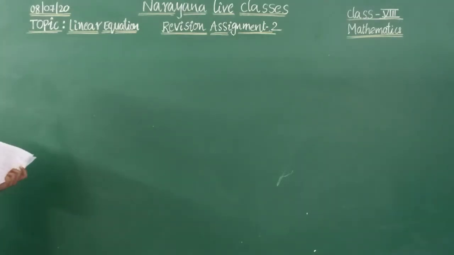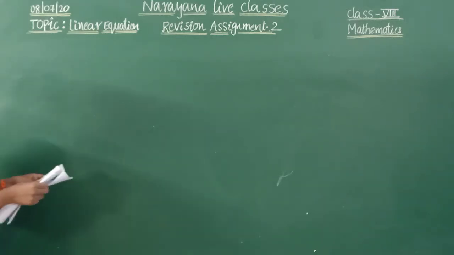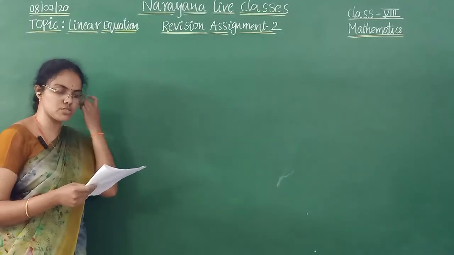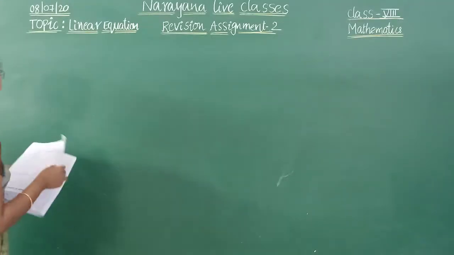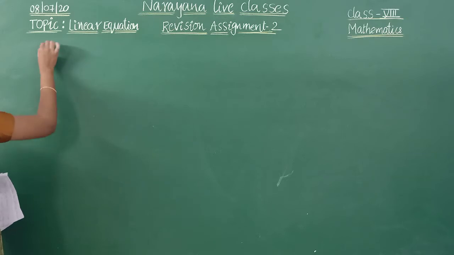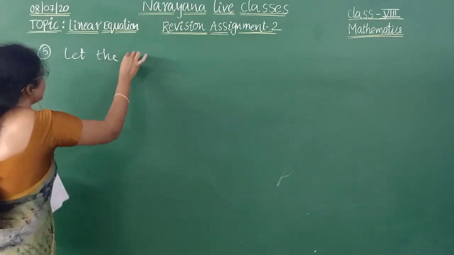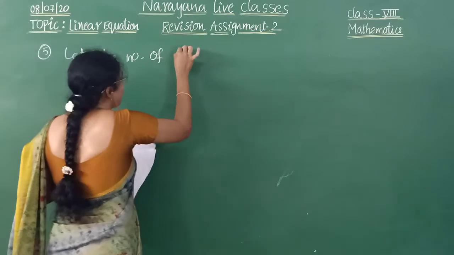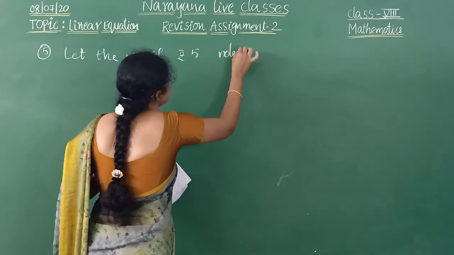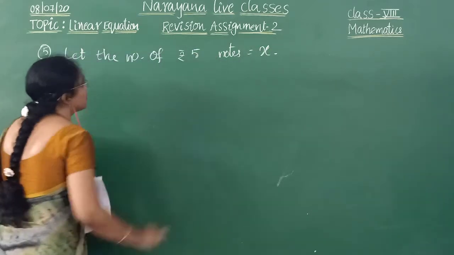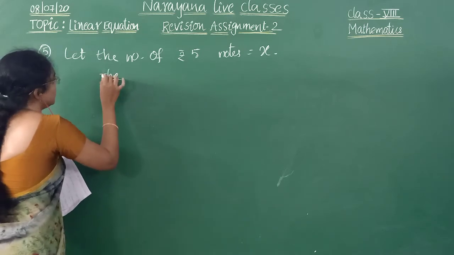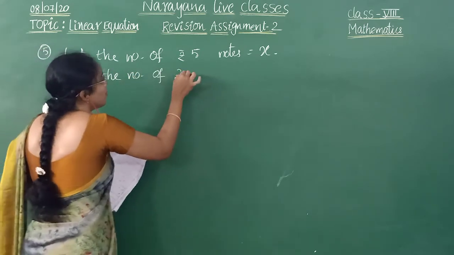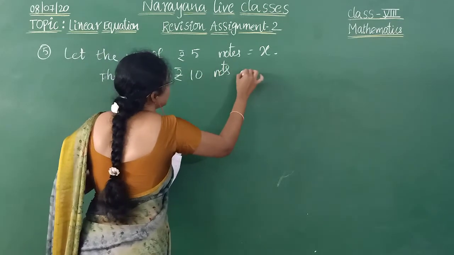And the last question, the fifth question, is: a sum of rupees 500 is in the form of denominations of 5 rupees and 10 rupees. If the total number of notes is 90, find the number of notes in each denomination. Let the number of 5 rupee notes be x, and the number of 10 rupee notes be 90 minus x.